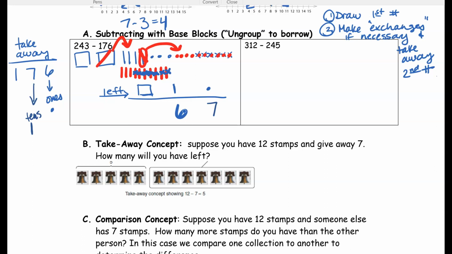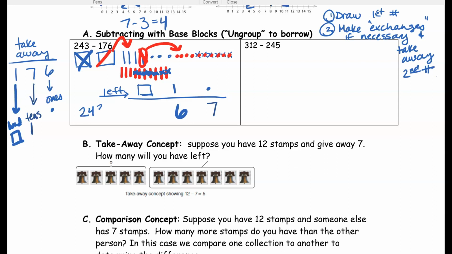Okay, and then with my hundreds, I'm trying to take away 100, which is a flat. So I can just cross off this flat, and I end up getting 67. And then in the end, certainly you can use the standard algorithm.